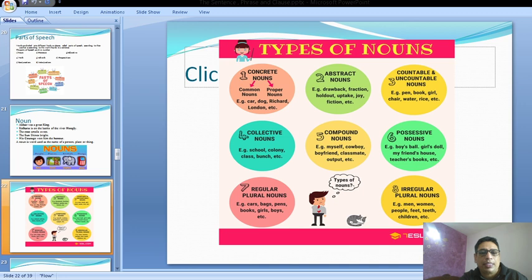So one is concrete noun, that is common noun and proper noun. Car, dog, Richard, London. Now what is a common noun and what is a proper noun? A proper noun is something which is a specific name. For example, Richard. Richard is a specific name. All boys or all men cannot be called Richard. So when we say Richard, it means a particular person. So that is a proper noun. And a common noun is a car, a dog.